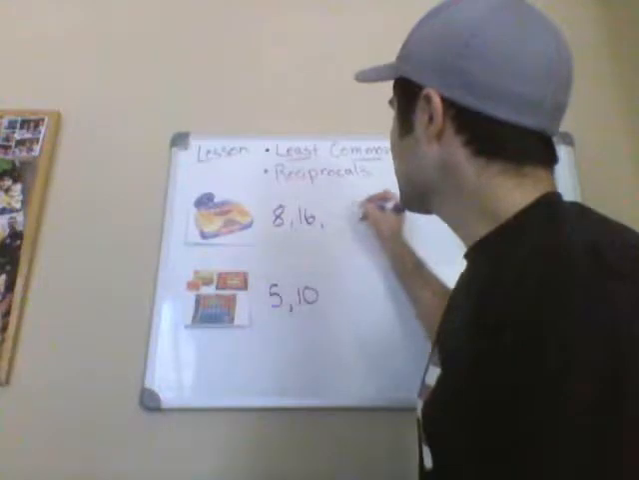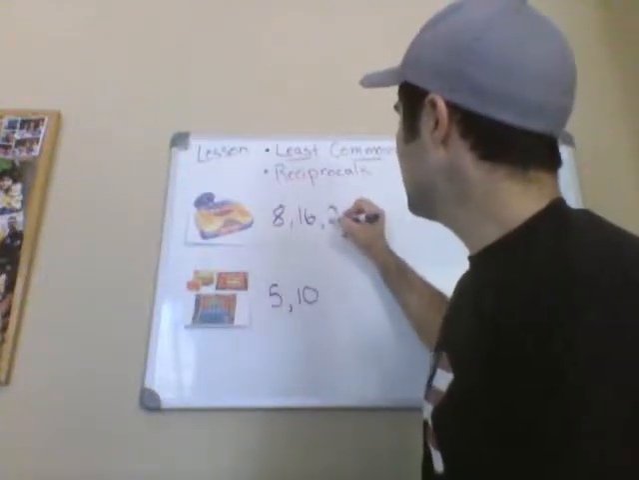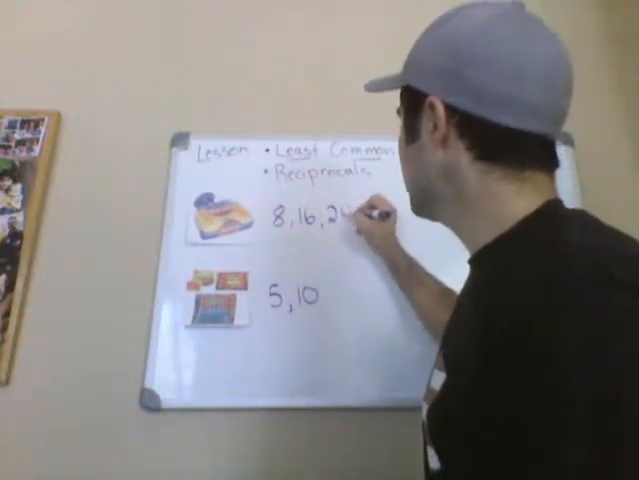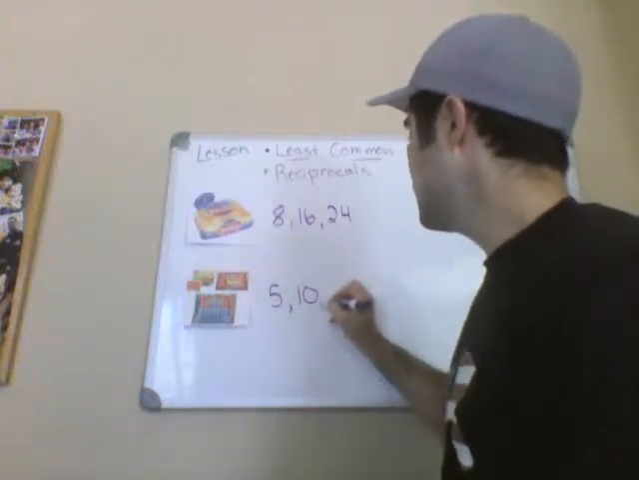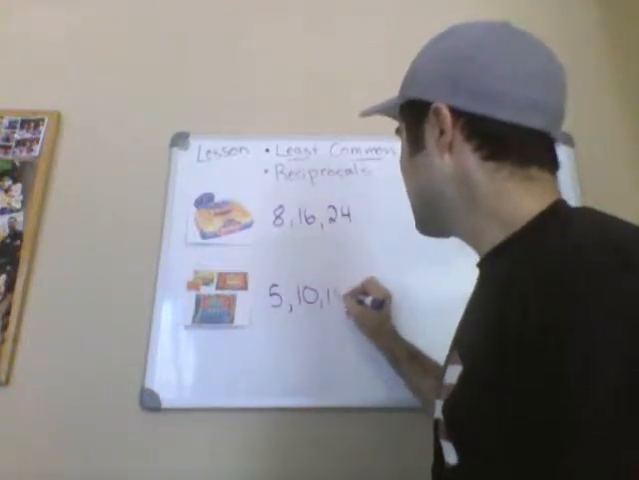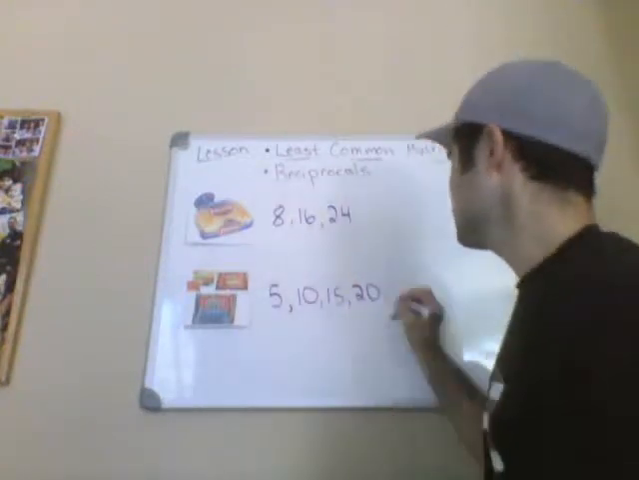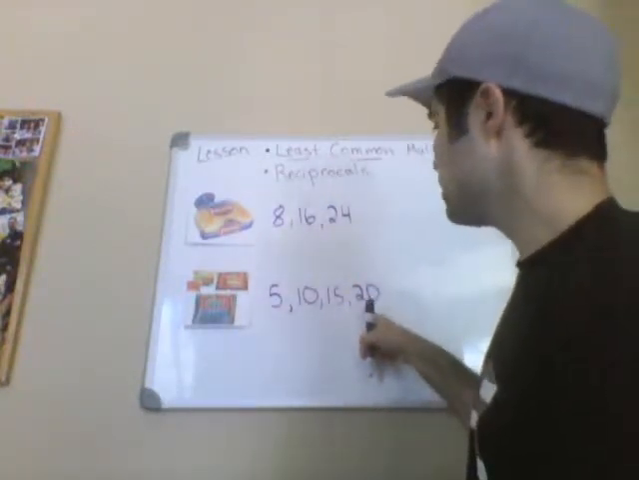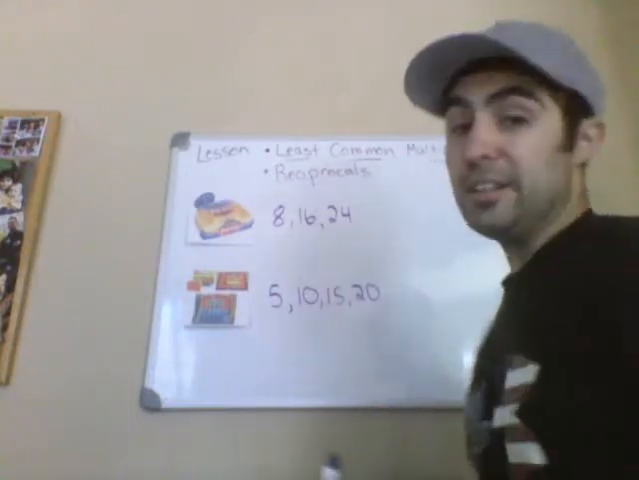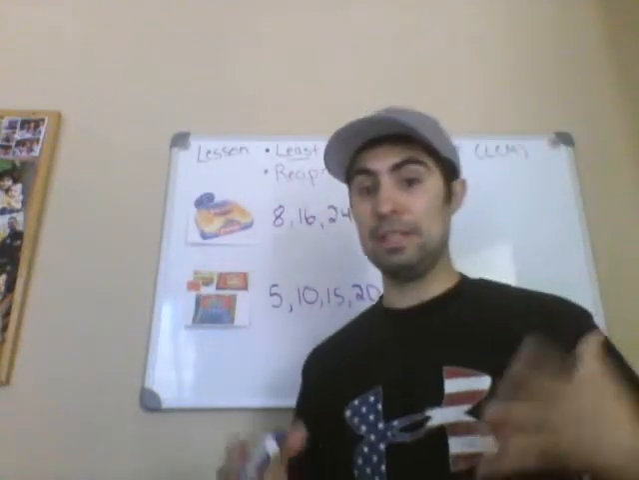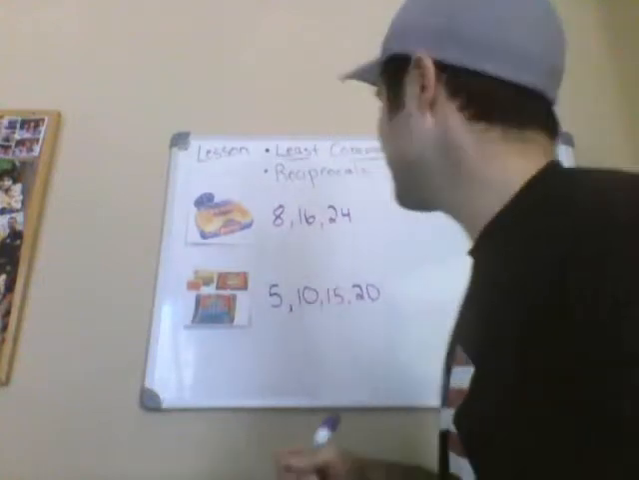So let's go up again. If you buy another package of buns, you're going to have 24 buns. A couple more packages of hot dogs: 15 hot dogs, 20 hot dogs. So now you're going to have 20 hot dogs and 24 buns. You're going to have lots of hot dogs and buns. You are definitely gaining weight.